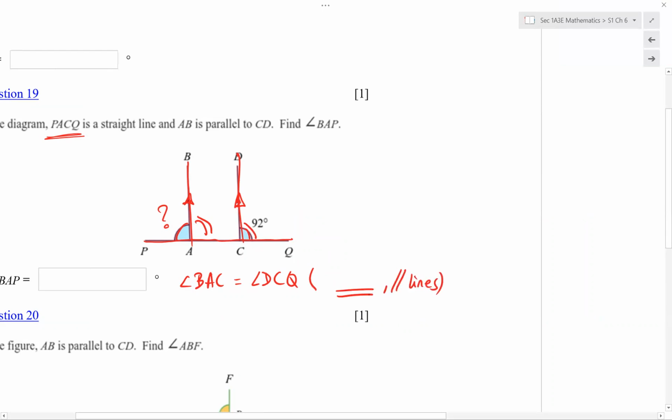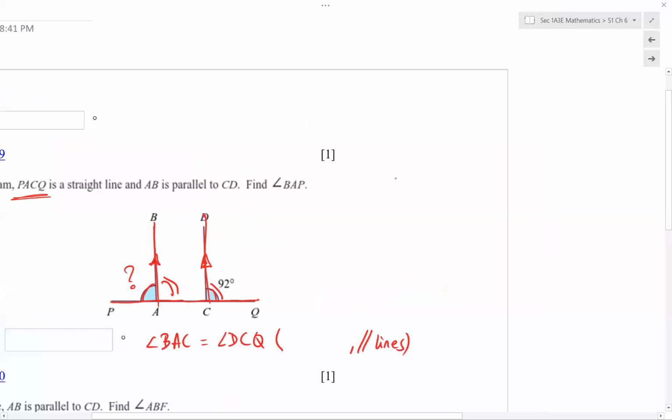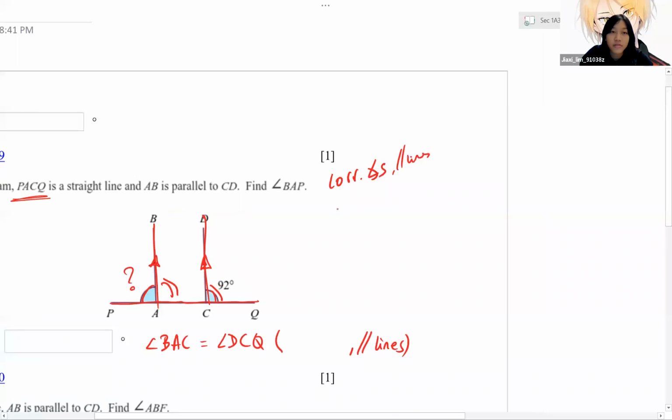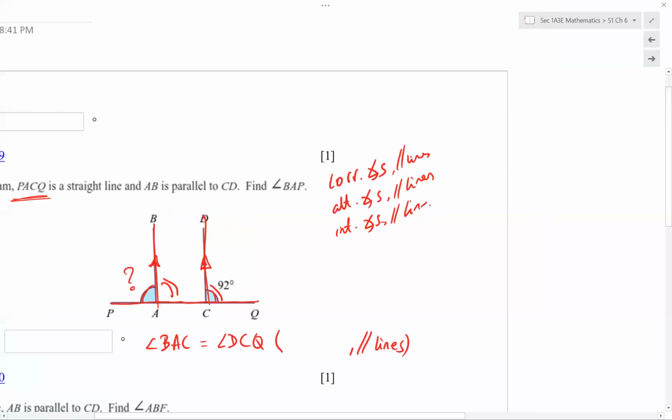But there's a blank over here. Parallel lines, angles. What kind of angles are they? Vertically opposite? No, not vertically. Vertically opposite will be X shape like this. So you have, I feel like multiple choice: corresponding angles, parallel lines. Then we have alternate angles, parallel lines. And we have interior angles, parallel lines. So which one is it? I hear many different answers. Joven? Corresponding angles. Okay, corresponding.